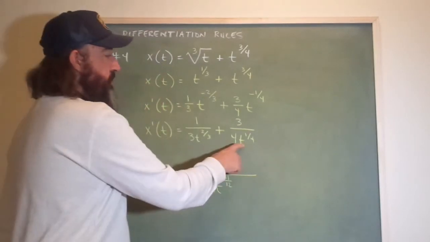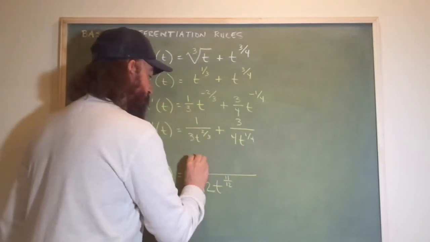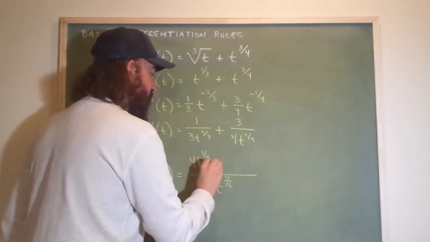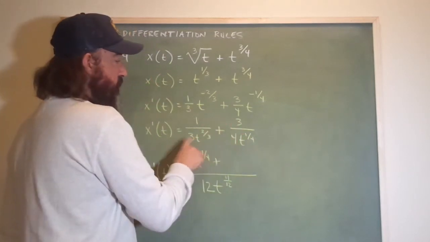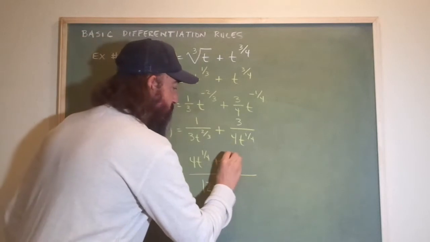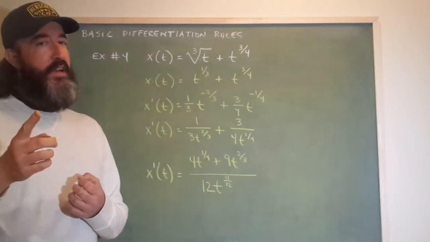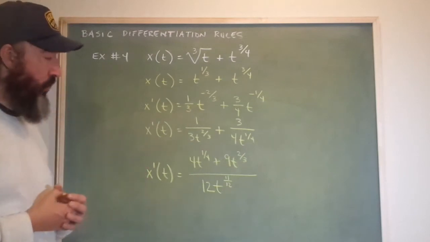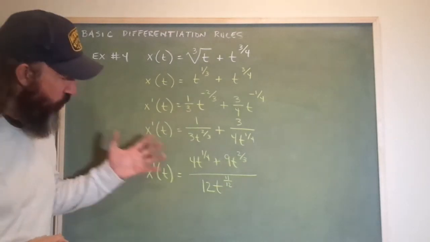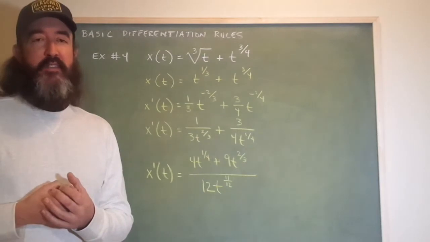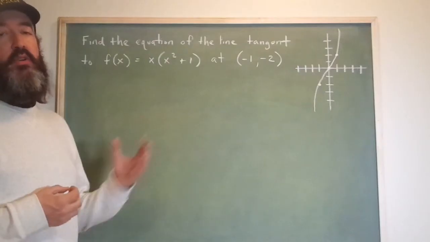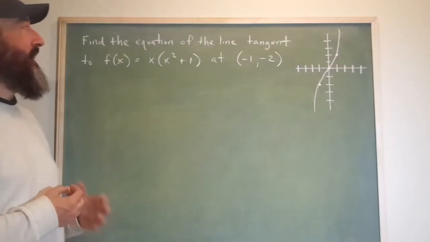Of course, 4t to the 1/4 times 1 is just 4t to the 1/4, and then plus 3 times 3t to the 2/3 is 9t to the 2/3. You'll find out in a week or two why I'm so particular about expressing our derivative as one fraction with no negative exponents. So here we face one of the classic tasks in calculus.